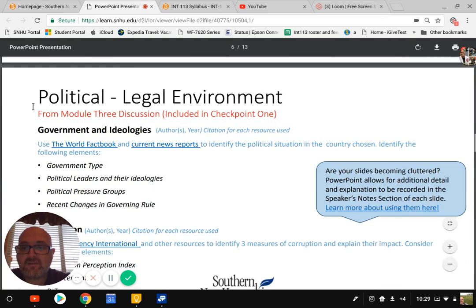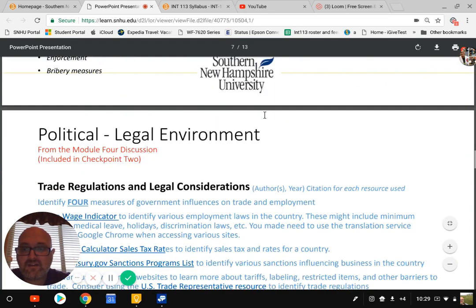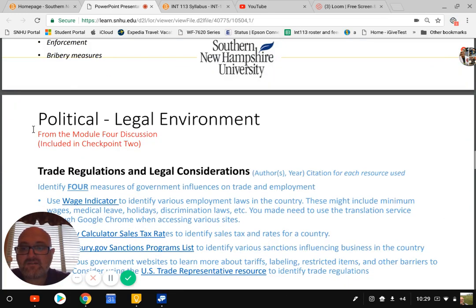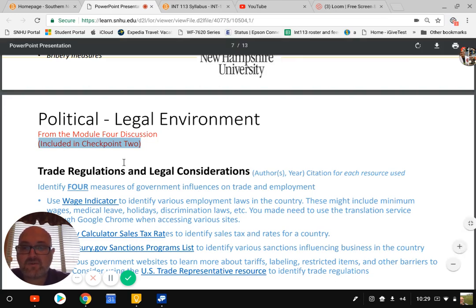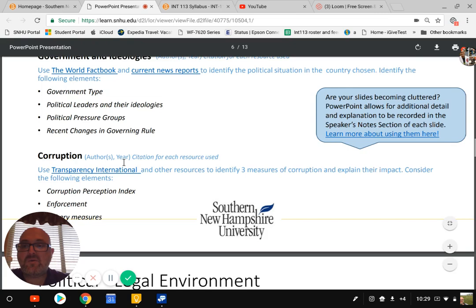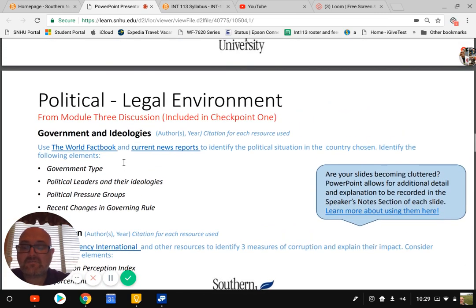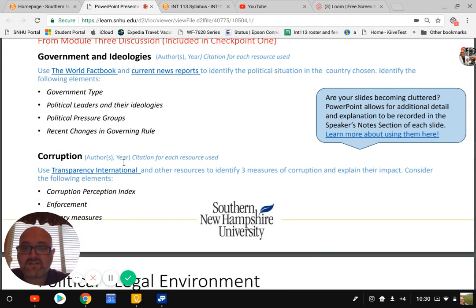Political legal environment, we will be discussing that in the module 3 discussion included in checkpoint 1. Political legal environment, we will be discussing that in module 4. And if you noticed, now we flip over to included in checkpoint 2, which is due in week 6. So during module 1, module 2, module 3, all the information you put into the discussion boards that you research flows right into your checkpoint 1.